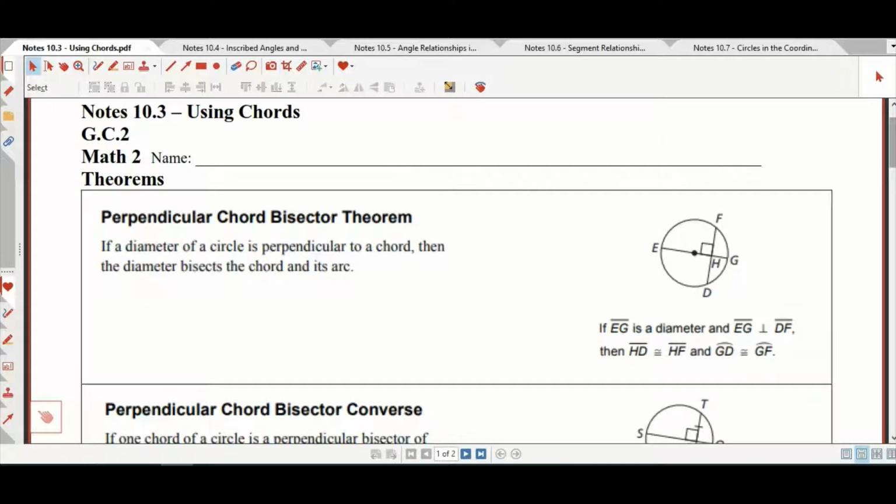Perpendicular chord bisector theorem. If a diameter of a circle is perpendicular to a chord, then the diameter bisects the chord and its arc. Huh? That is, if EG is a diameter of the circle and EG is perpendicular to DF, then HD, this distance, is congruent to this distance, HF, and the arc GD is congruent to this arc, FG. Cool.